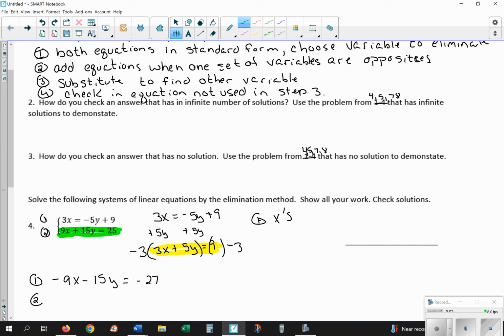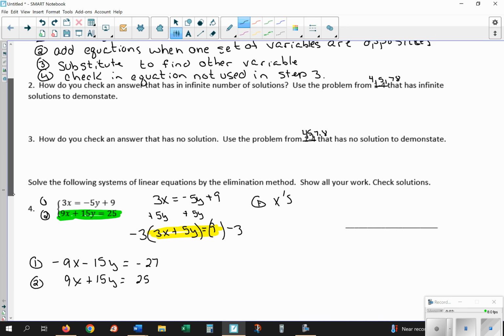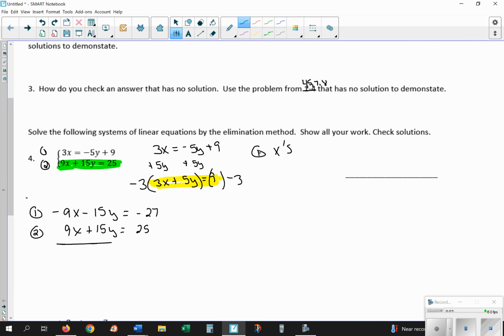Bring down my equation 2. It's positive 9x plus 15y equal to 25. Adding those 2 equations together, I've got negative 9x and positive 9x, which is 0, negative 15y and positive 15y, which is 0, negative 27 and positive 25, which is negative 2, and 0 does not equal negative 2. So the interpretation here is no solution. And I could also call that the empty set.